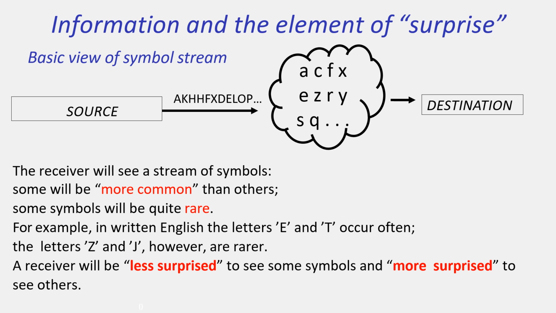So information contains an element of surprise. We expect to see some things, we do not expect to see other characters. And if one is surprised, one is gaining information. This is one of the key discoveries of Shannon's work. When we are surprised, information is gained.